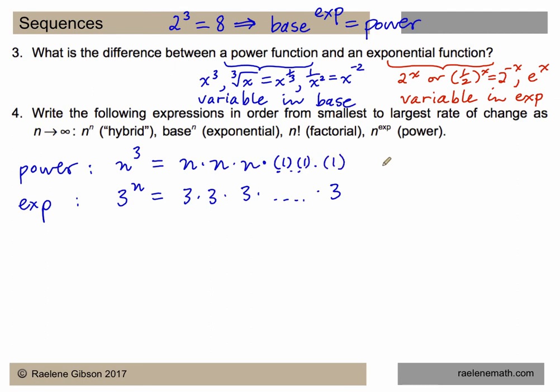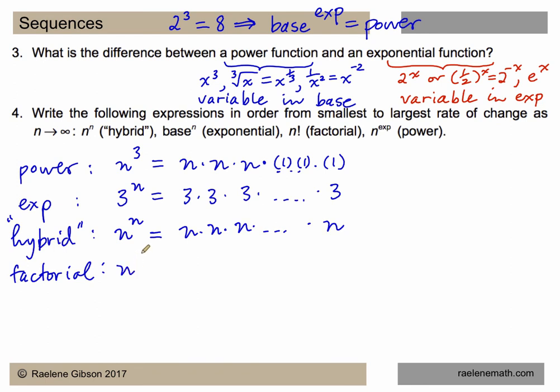And then if we take a hybrid, now this is not a technical term, but it's a combination of power function and exponential function. This would be n multiplied by itself n times, where n is an integer. And then the factorial expression, n factorial, is going to be n times n minus 1 times n minus 2 multiplied all the way down to 3 times 2 times 1 at the end. And so I've tried to line up all of these terms.